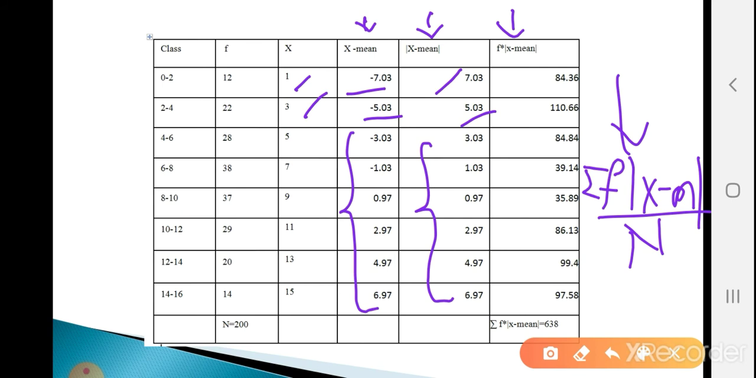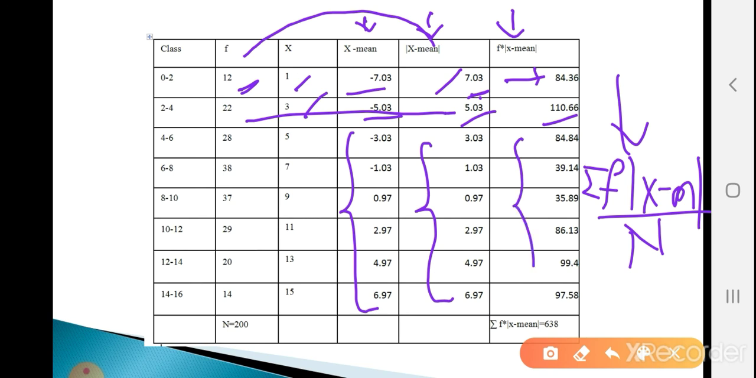What does it mean? It means just multiply the f value by the corresponding value of mod of x minus mean. That means multiply the column f by mod of x minus mean. What is the first value of f? It is 12. And what is the first value of mod of x minus mean? That is 7.03. So 12 into 7.03, the answer is 84.36. Then 12 into 5.03, so the value is 110.66.